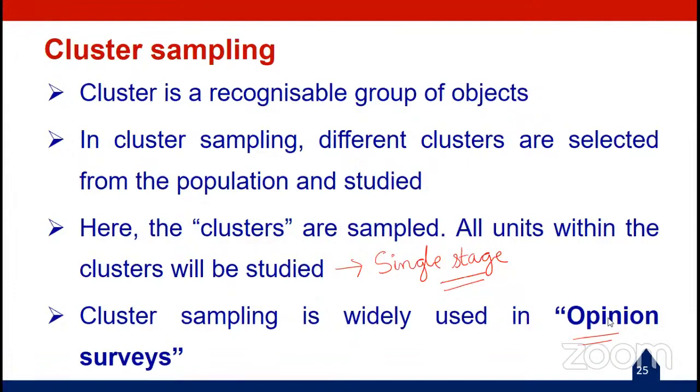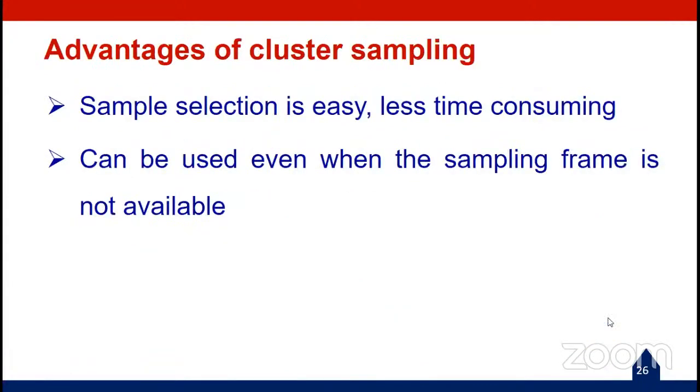So the advantages of cluster sampling: definitely we can cover a very wide population using cluster sampling. And even if you don't have a sampling frame, that is for a single stage cluster sampling, you don't require a sampling frame. So single stage cluster sampling can be performed even if there is no sampling frame available. And we can cover a wide or a large population using cluster sampling. Limitation.